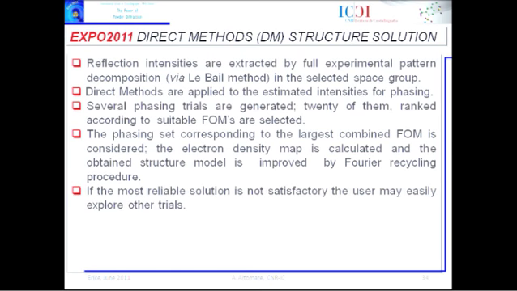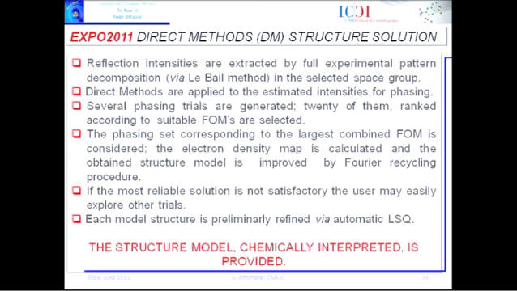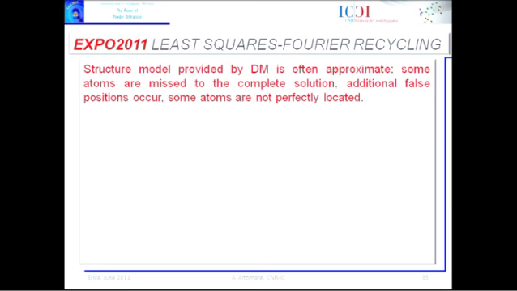If the model obtained at this point is not reliable, then a different phasing set can be attempted. The model is preliminarily refined by least squares, and after it is chemically interpreted and graphically provided. The problem is that the crystal structure solution by direct methods is usually approximate. And this is because, as we have already said, the structure factor moduli are affected by errors because of overlapping, background, preferred orientation, and so on.